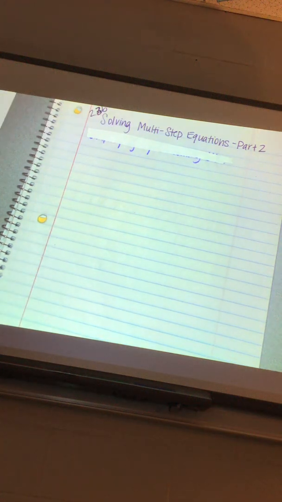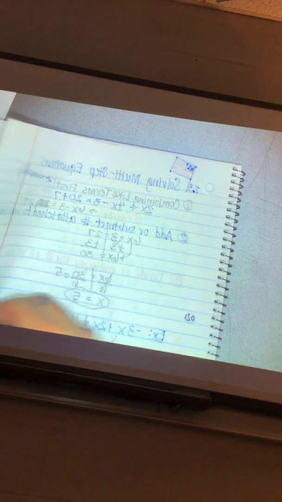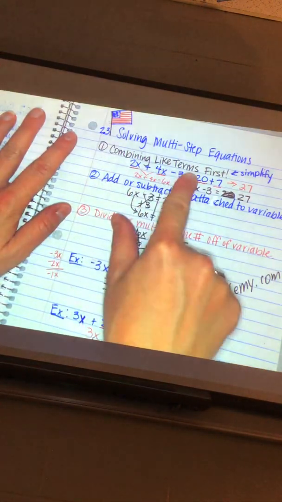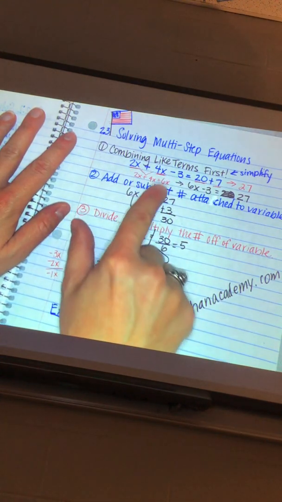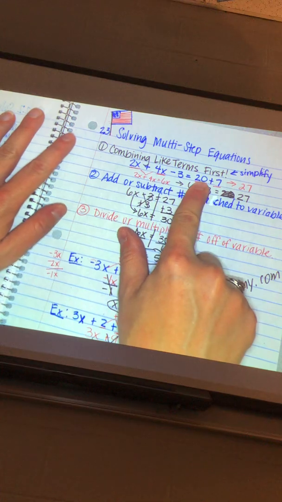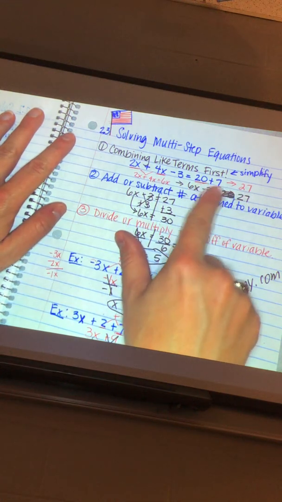We are on part 2 of our solving multiplying equations lesson. So we're going to jump right in and go to part 2. But before we do that, I want to review part 1 that we learned last night. It was 3 steps. Our first step is to combine like terms. If you have a 2x and a 4x, you add those together to get a 6x. If you have a 20 and a 7, you combine those together to get 27.